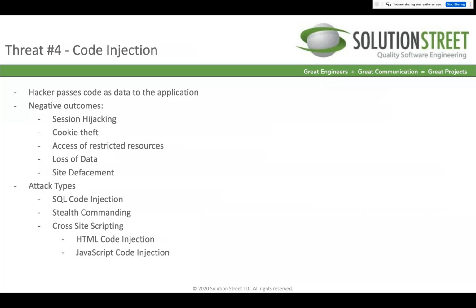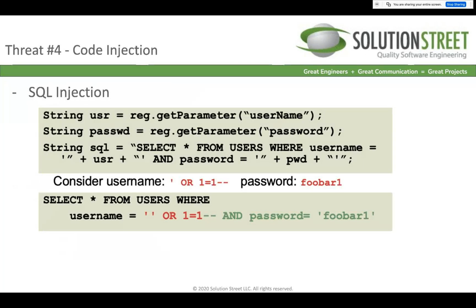Okay. So the fourth threat is code injection. So in this case, the hacker is passing somehow, maybe using the previous threat or maybe some other way, code into your app, and they're attempting to get you to execute something you don't want to, whether it be SQL or stealth commanding or cross-site scripting. But these are different problems that can happen. So let's go through a few of those.